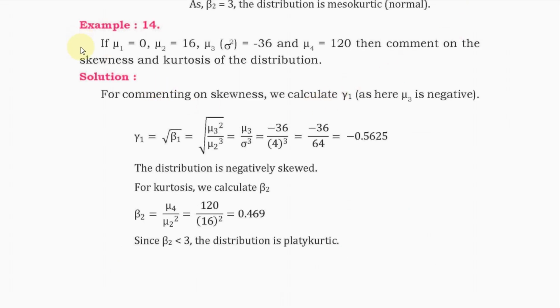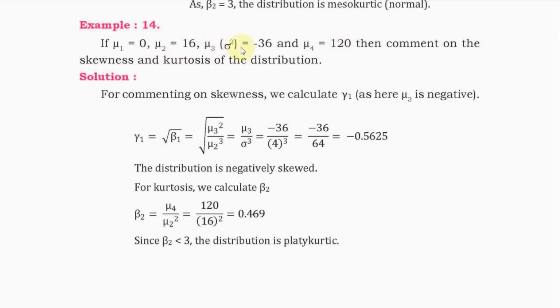Yes, let us look at the next problem here. So if mu1 is equal to 0, mu2 is equal to 16, mu3, this should not have been given here. Anyways, it's just mu3 is equal to minus 36 and mu4 is equal to 120. Then comment on the skewness and kurtosis of the distribution. So they have given us four central moments here: mu1 is equal to 0, mu2 is equal to 16, mu3 is equal to minus 36 and mu4 is equal to 120. So we have to find both the skewness and kurtosis value here.